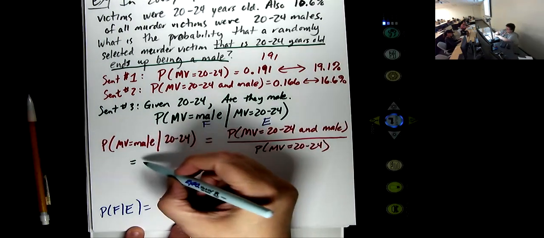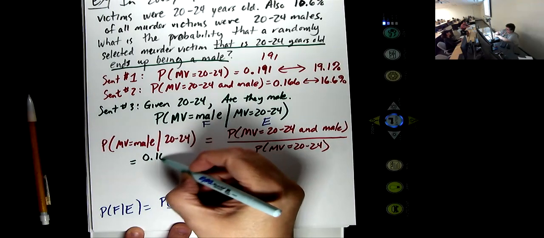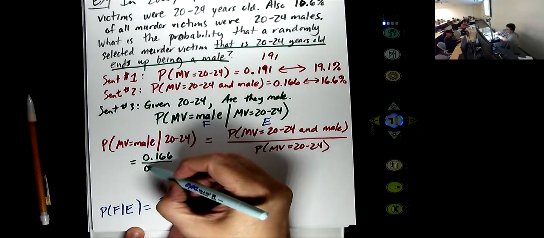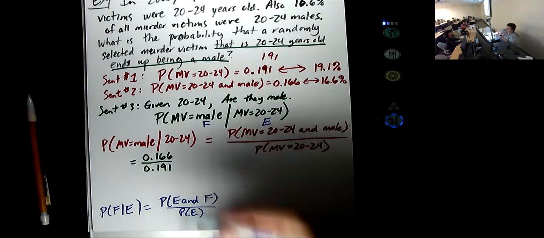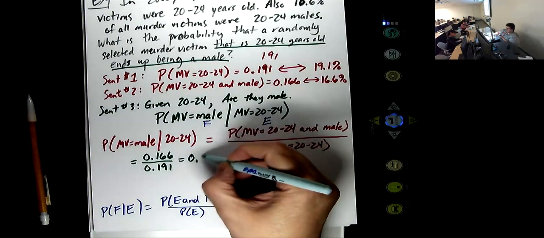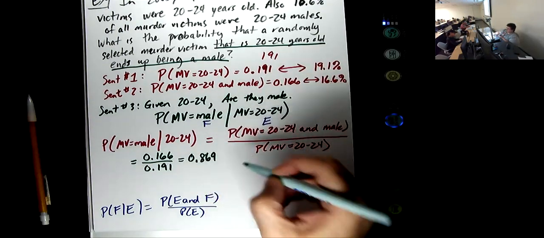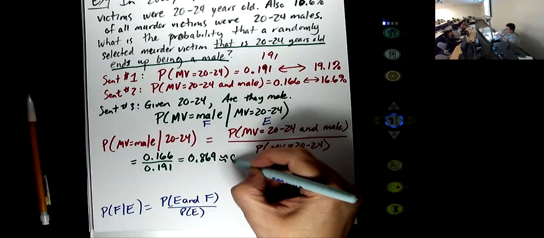We use that, we have the numbers for these. The top one is 0.166. The bottom one is 0.191. And I'm getting 0.869. Or approximately 86.9%.